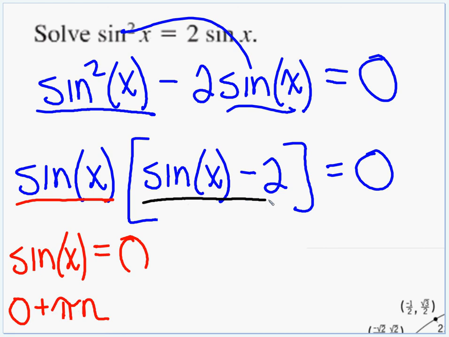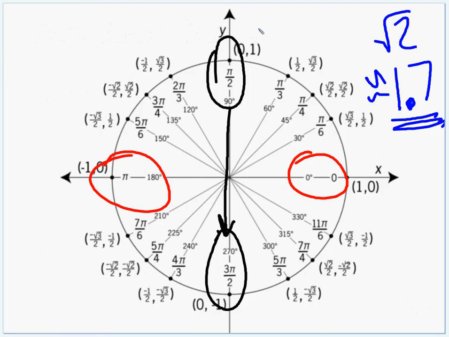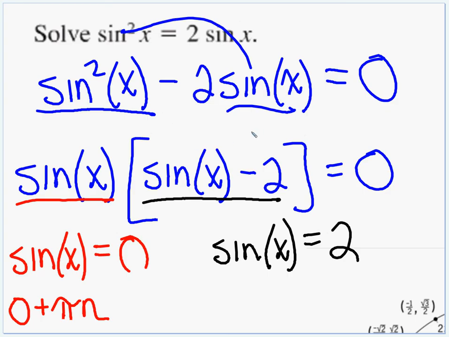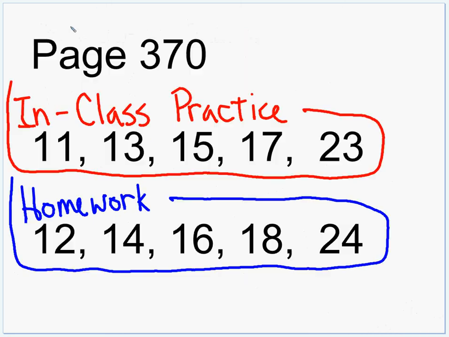Okay, in the brackets, if we set this to 0, we're going to get sine of x is equal to 2. Remember, sine values are y values. Our highest y value is a 1. So they're asking for a value well off the unit circle. That is undefined, error, does not exist. Again, if you punch that into a calculator, like a TI-30, 2 and then sine inverse, you're going to get an error message. Does not compute.